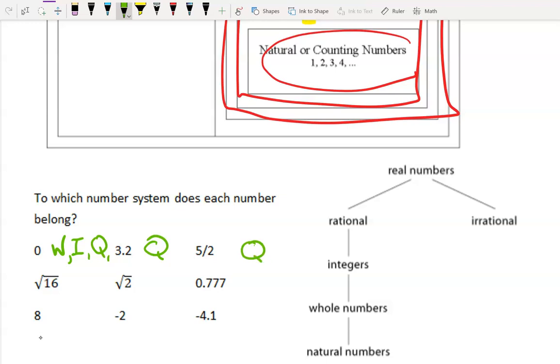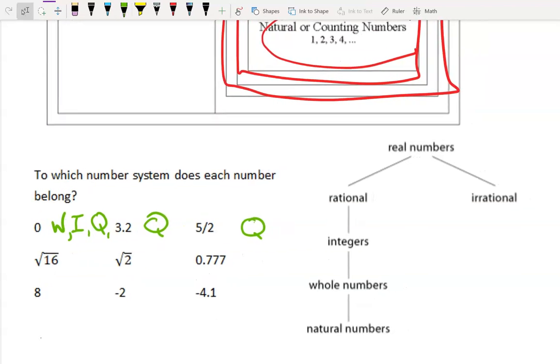By definition, a rational number is any number you can write as a fraction. So if you see a fraction, it's a rational number. Okay. Root 16, this actually equals 4. That means it's a natural number. That means it's a whole number. That means it's an integer, and that means it's also rational.